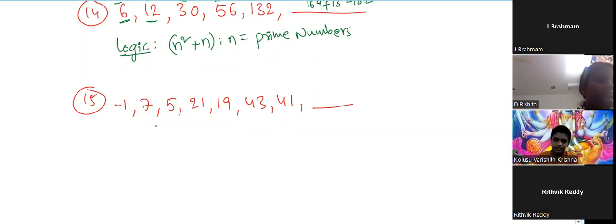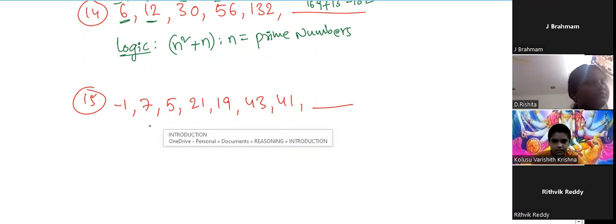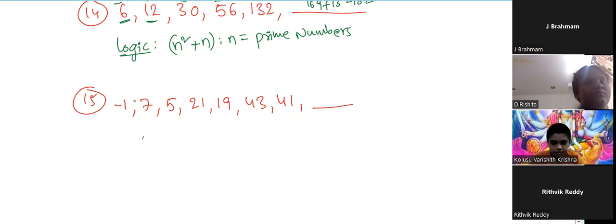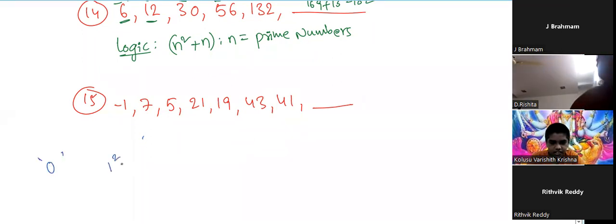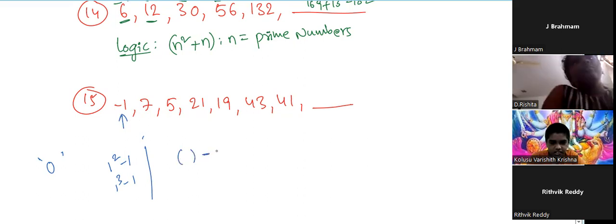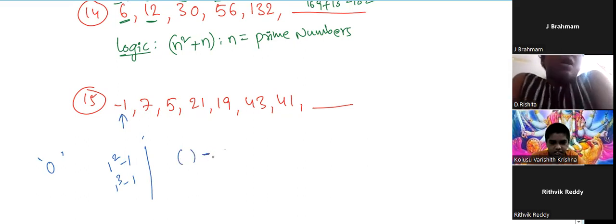My idea is using nearby squares only. Whenever there is a zero in the series, we think of 1 square minus 1 or 1 cube minus 1. Whenever there is a negative number in the series, it means subtracting a bigger number. Yes or no? Subtracting a bigger number will lead to a negative number.